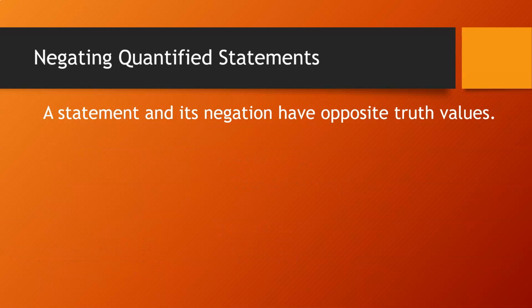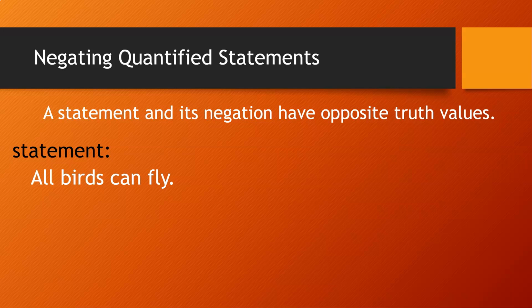Now, negating quantified statements can be a little bit tricky. We still have to remember that a statement and its negation have to have opposite truth values. So let's say we look at the statement, all birds can fly. That's a quantified statement because of the word all. Let's think about what the negation of that would look like. Our first guess might be something like, all birds can't fly. So let's think about the truth values for each of those statements and see if we've really come up with a negation of the original statement.